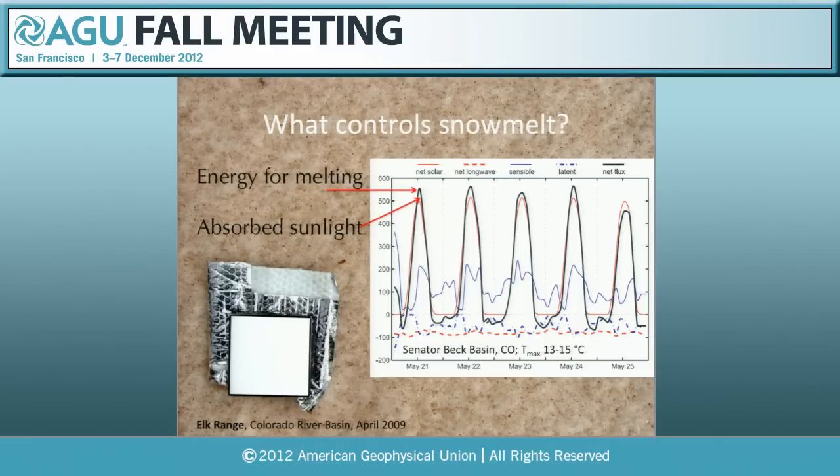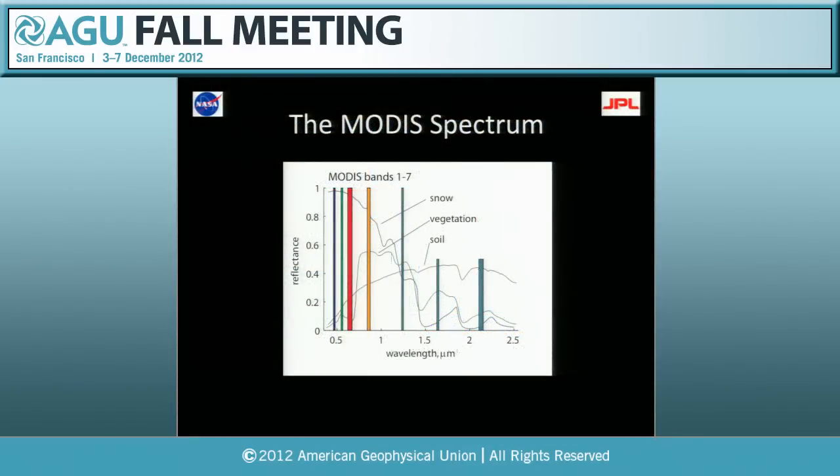But once the snow is deposited, then the big control comes from the absorbed sunlight, and if you change that, say, with warming, which increases snow grain size, or with dust or black carbon, then you increase the snowmelt, and that impacts the water resources. It also impacts the glaciology.